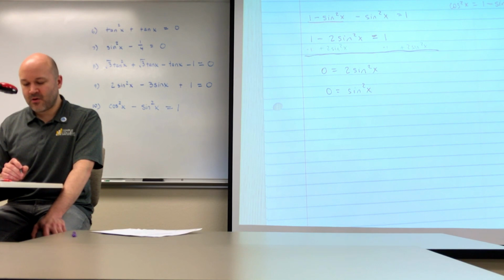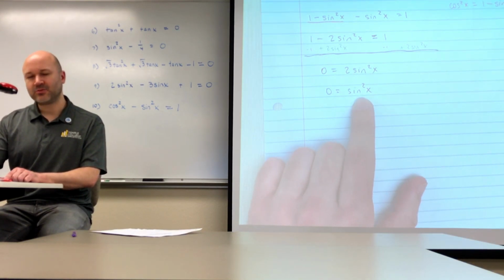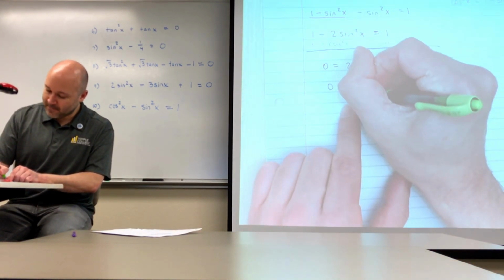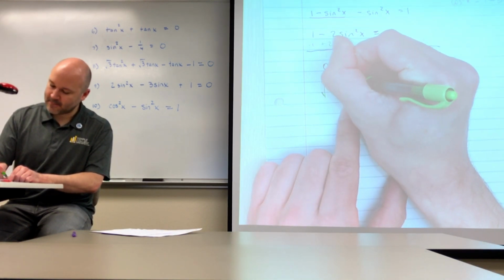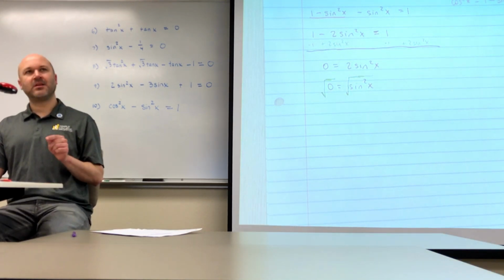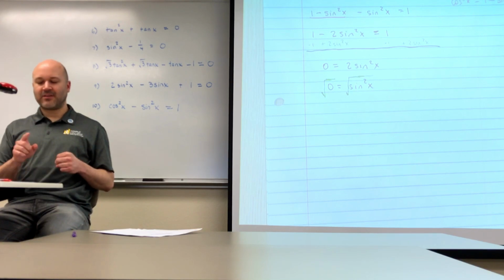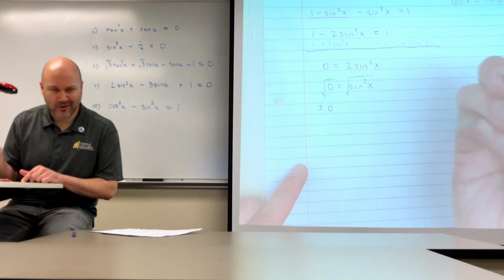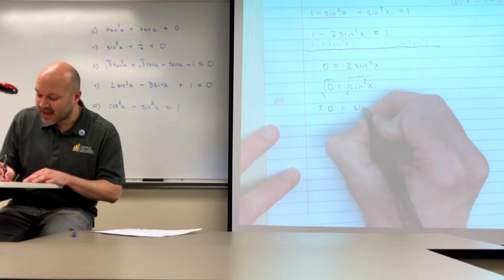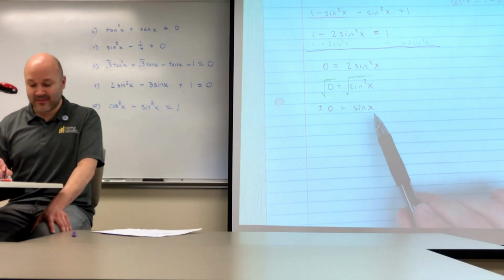I'm trying to isolate the trig function. So I've got sine squared. So I will square root both sides, I suppose. Now that's okay as long as I remember there are positive and negative results. This is kind of a bad example for that, but I've got a positive and negative 0 to worry about, equaling sine of x. So the square root of sine squared should just bust out as sine of x.